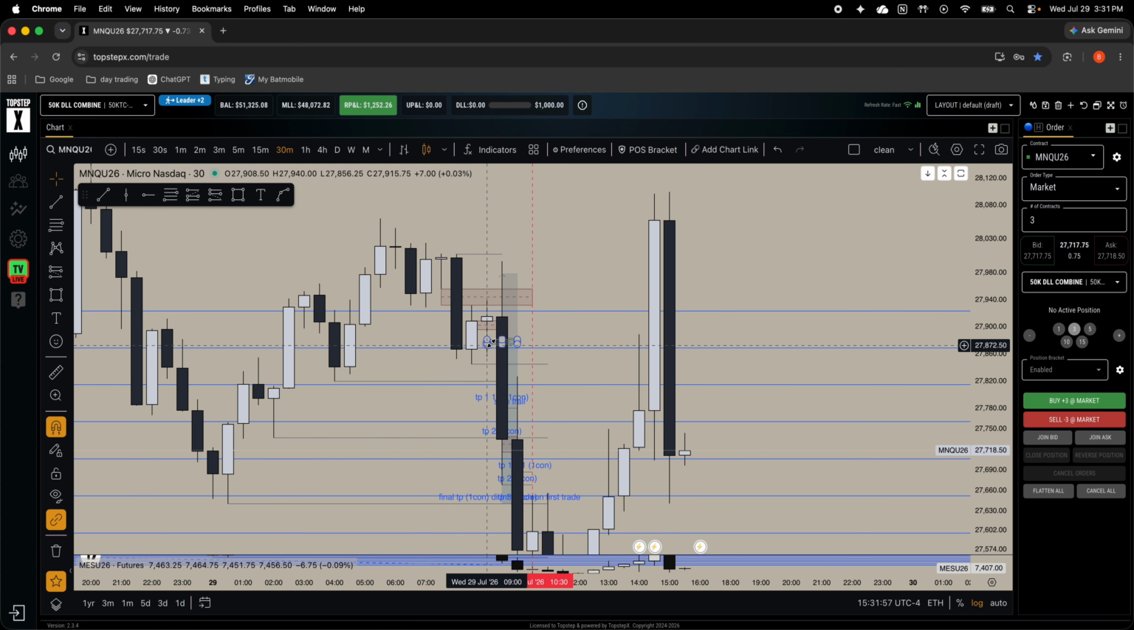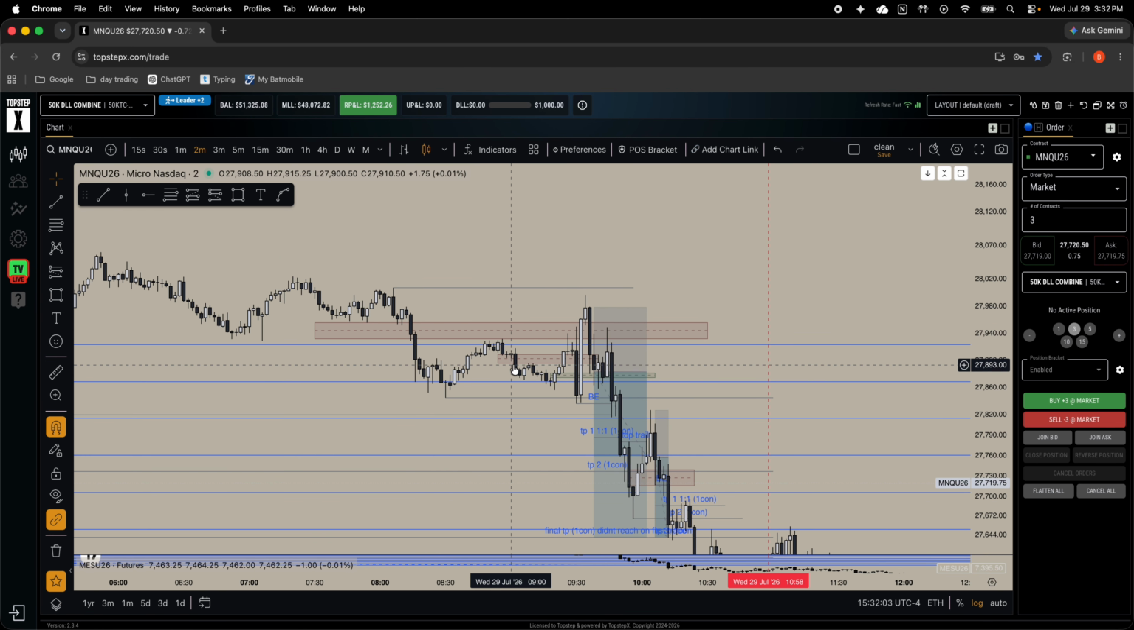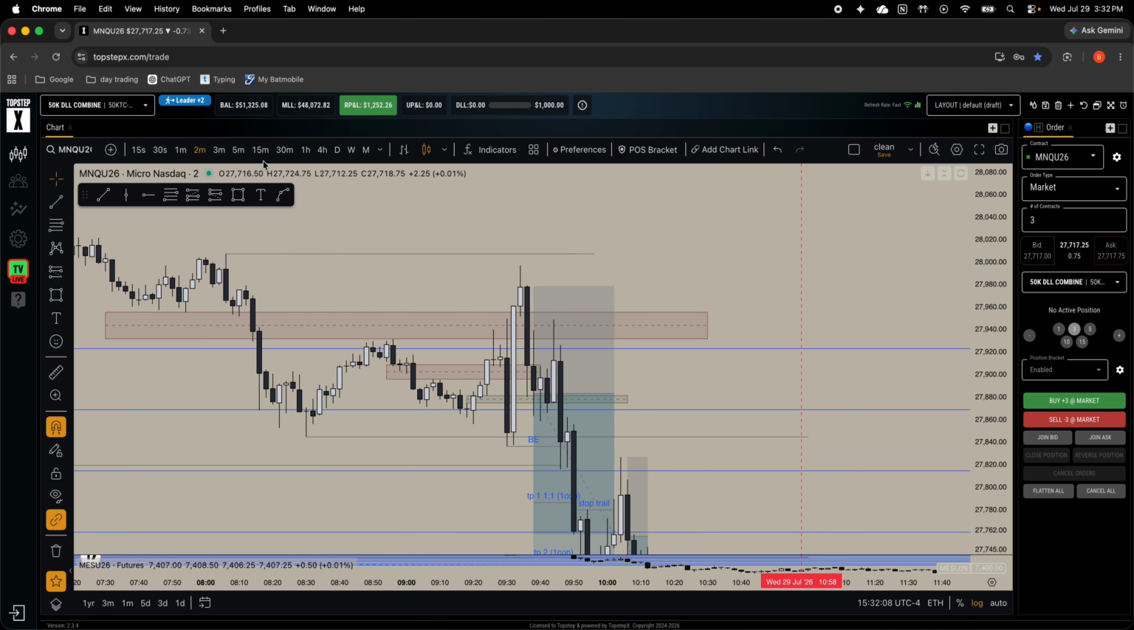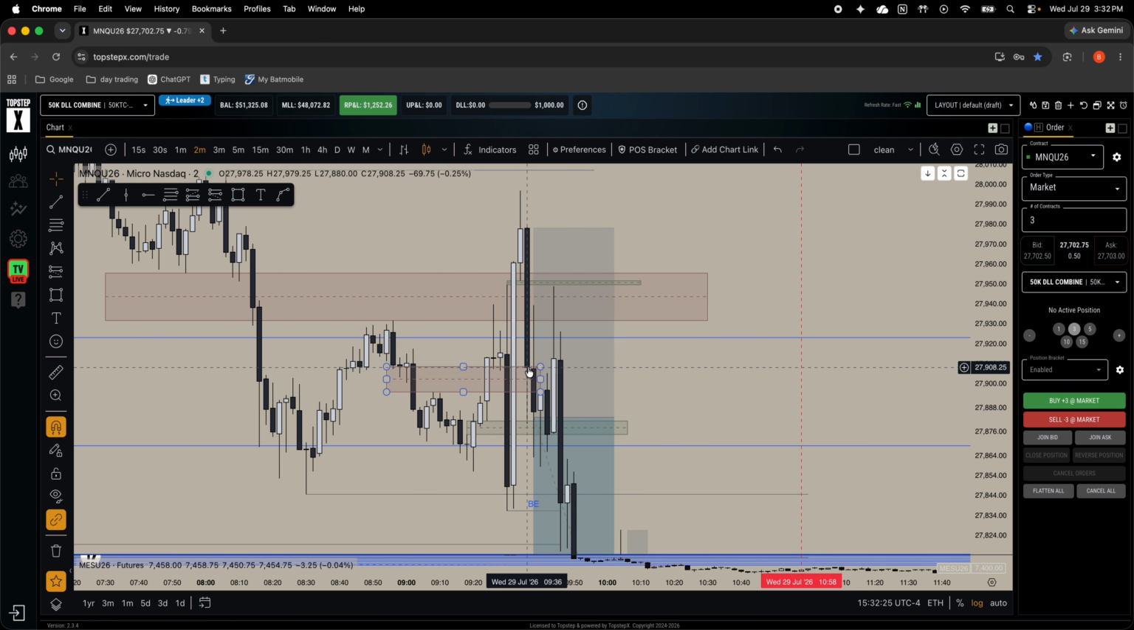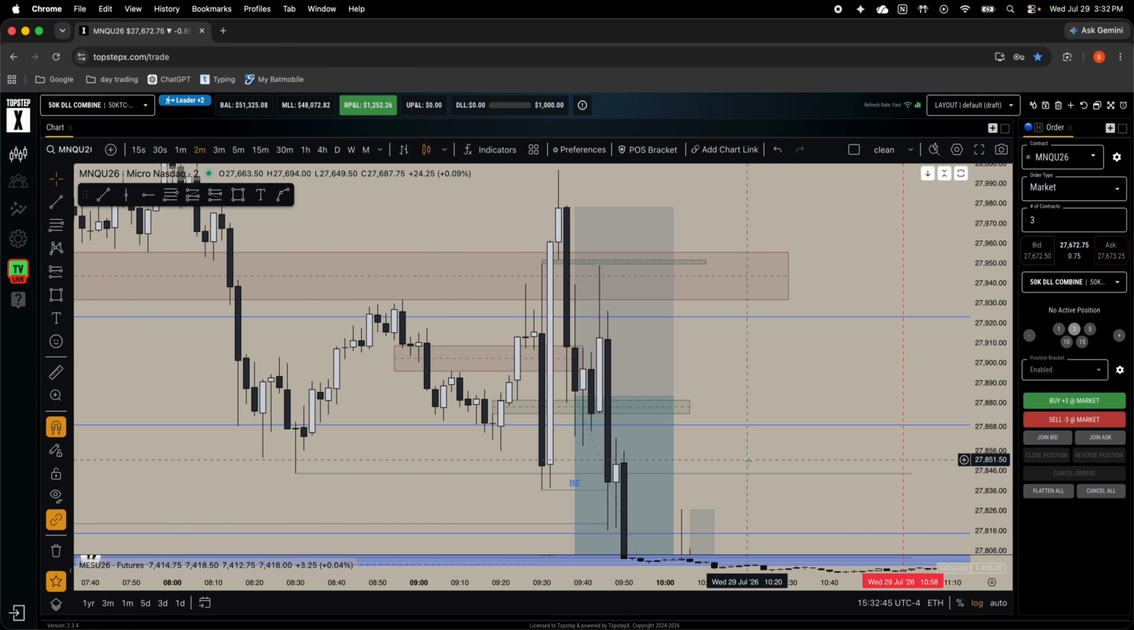Came down, back up into this 30-minute, and then if we go down to the 2 minute, this is where I was originally looking for my entry. I was looking for extra confirmation after this, so here's the tiny 2 minute inversion. Could have entered right around here, or here, depending on what you want to do. And then maybe down at this low would have given you a 1-to-1, or maybe even at this low. Probably close, somewhere around there.